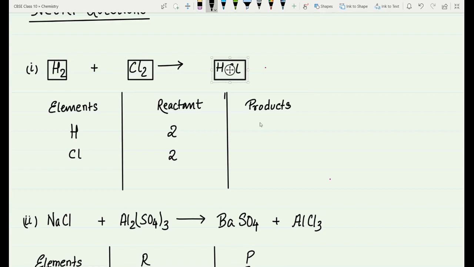Reactant में कितने हाइड्रोजन है? Reactant में we have 1 hydrogen and 1 chlorine. So if I just put a 2 over here, so 1 into 2, 1 into 2 becomes 2, 2. So the reaction becomes balanced. Okay.